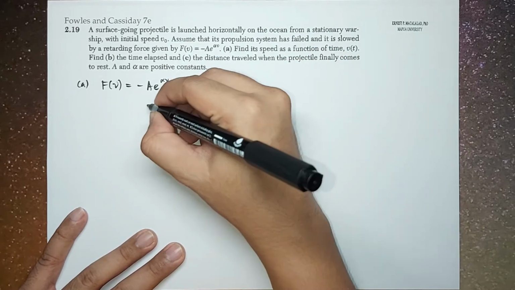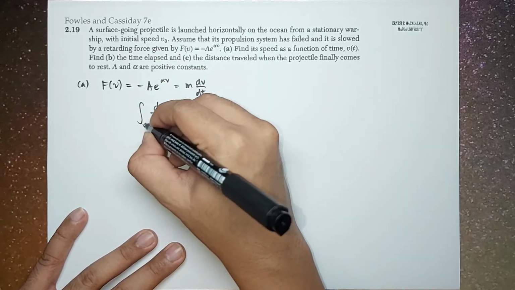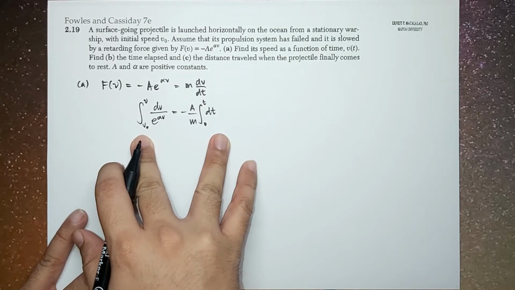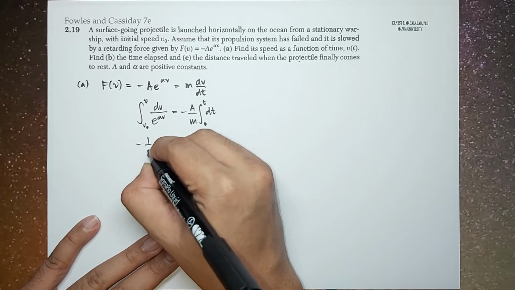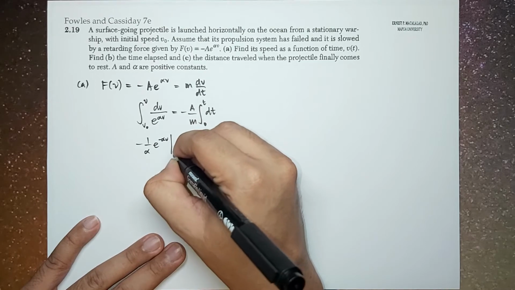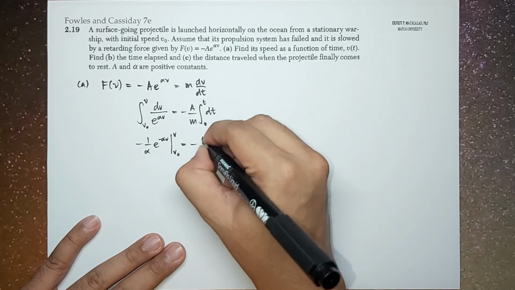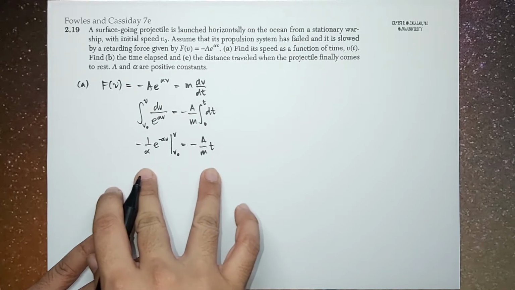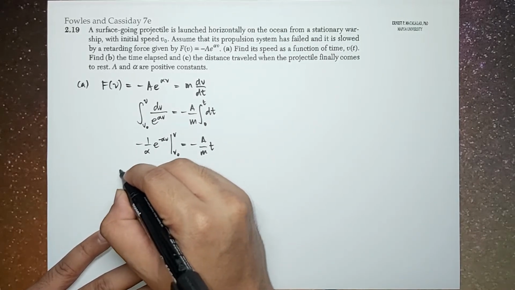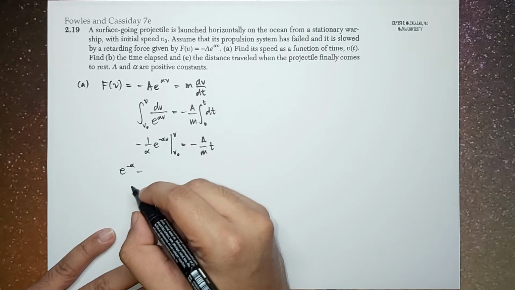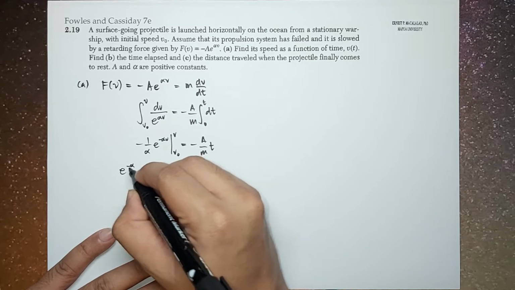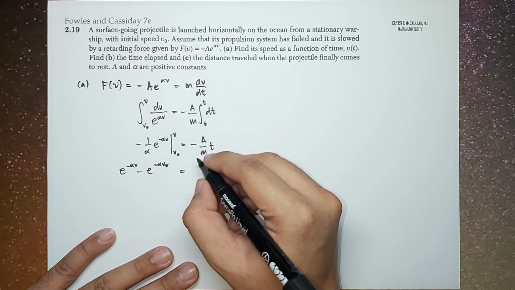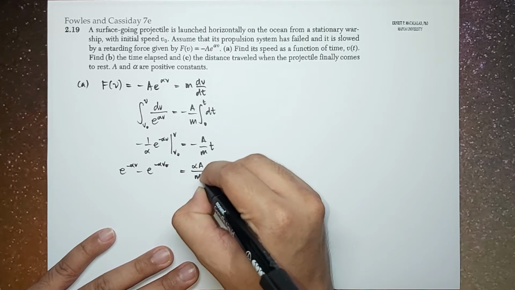And then we integrate. At time equal to 0, the speed is v0. At a later time t, the speed is v. Solving this, we now have negative 1 over alpha e to the negative alpha v evaluated from v0 to v, and is equal to negative a over m t. So this will now be equal to e to the negative alpha v minus e to the negative alpha v0, so this is v and v0, and this is now equal to alpha a over m t.